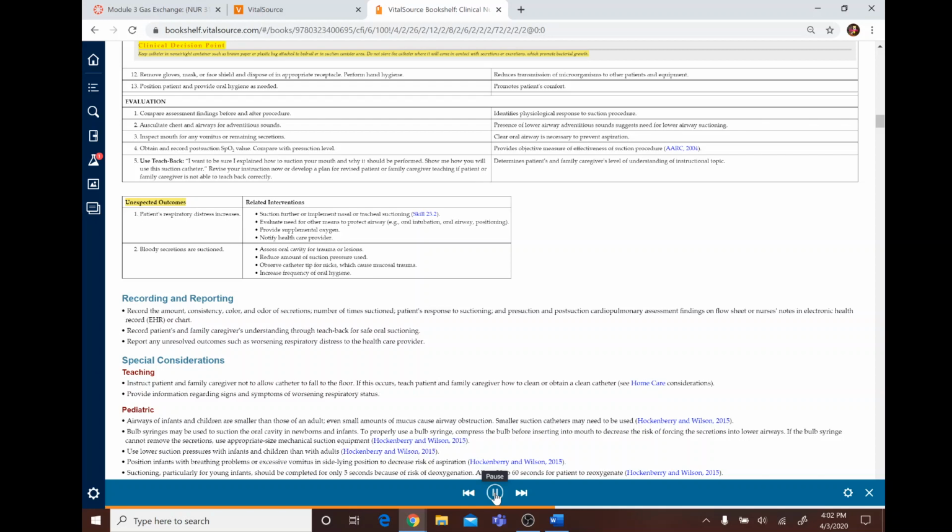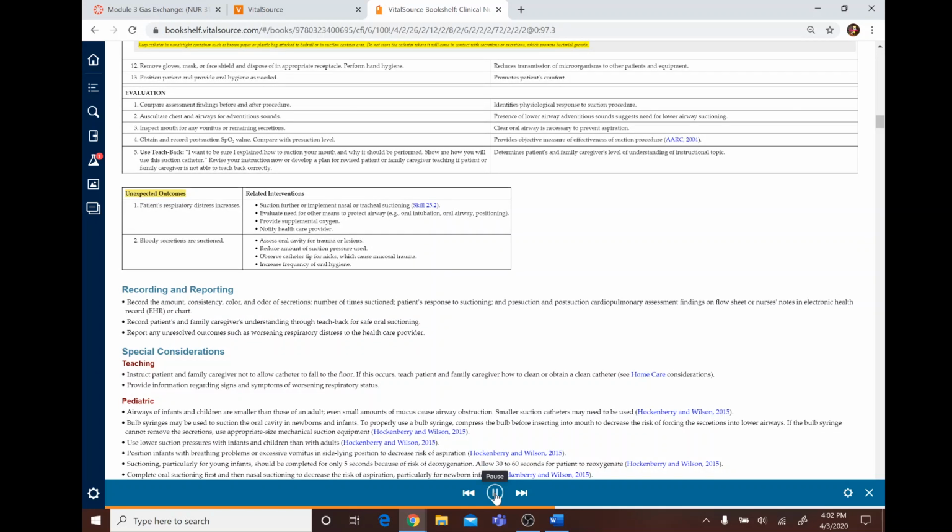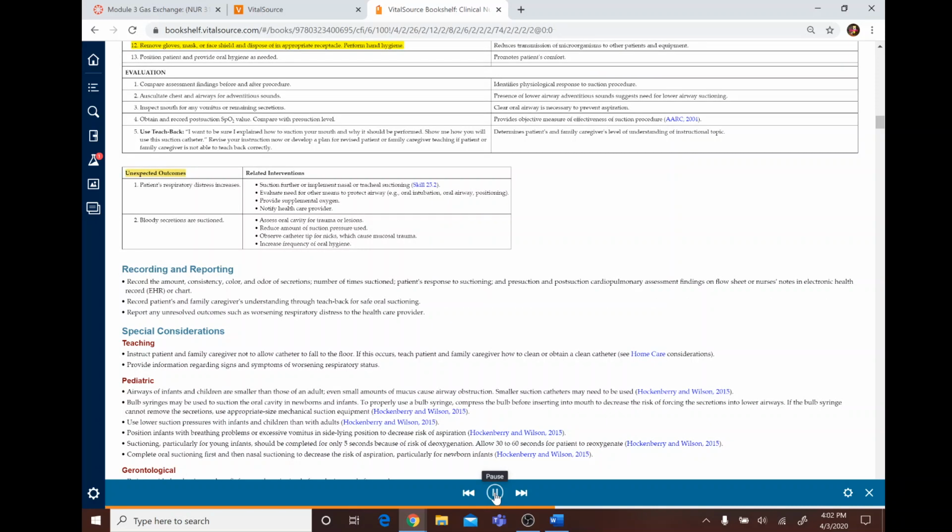Clinical decision point. Keep catheter in non-airtight container such as brown paper or plastic bag attached to bed rail or in suction canister area. Do not store the catheter where it will come in contact with secretions or excretions, which promote bacterial growth. 12. Remove gloves, mask, or face shield and dispose of in appropriate receptacle. Perform hand hygiene. Reduces transmission of microorganisms to other patients and equipment.